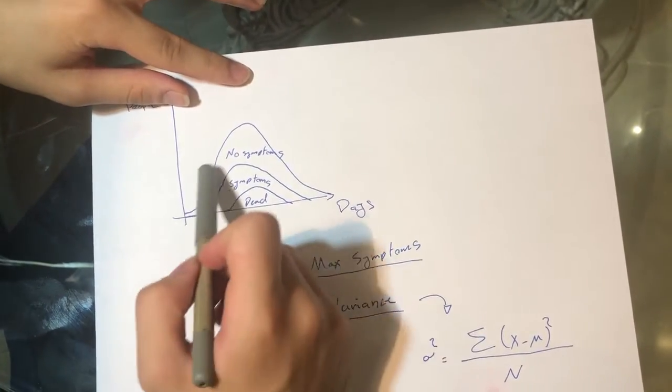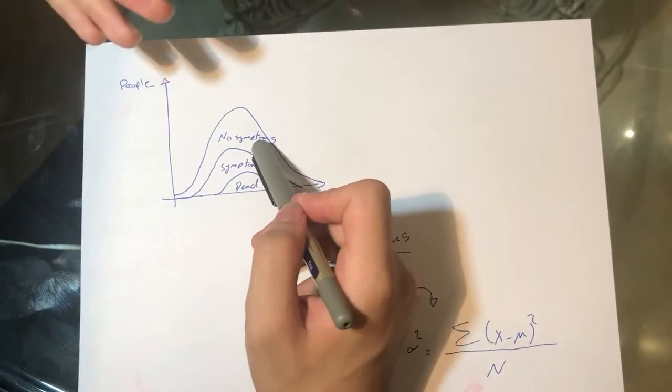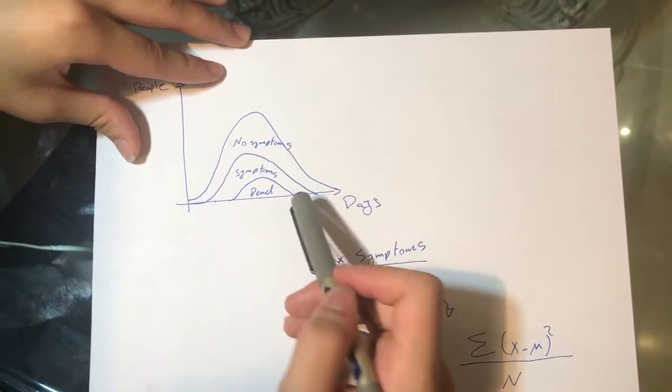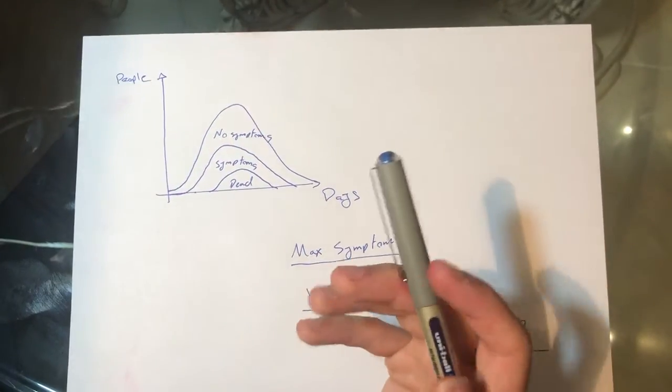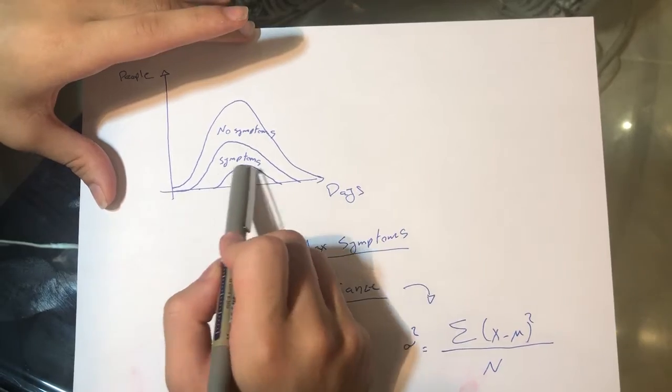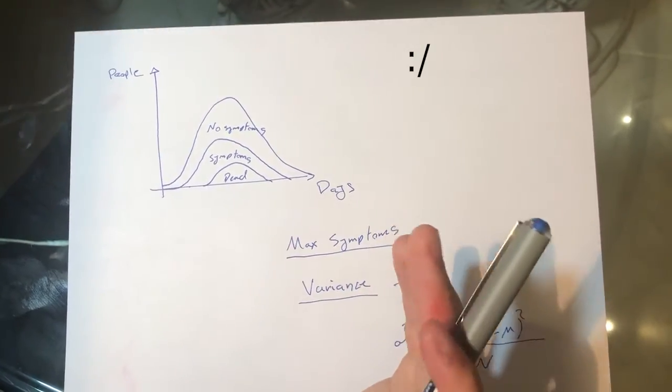The first one is going to be for the people who do not show the symptoms and show the symptoms. This is the largest one. The second one is going to be for the people who show the symptoms. It's a bit smaller, about 50%. And the smallest one is for the people who are dead.